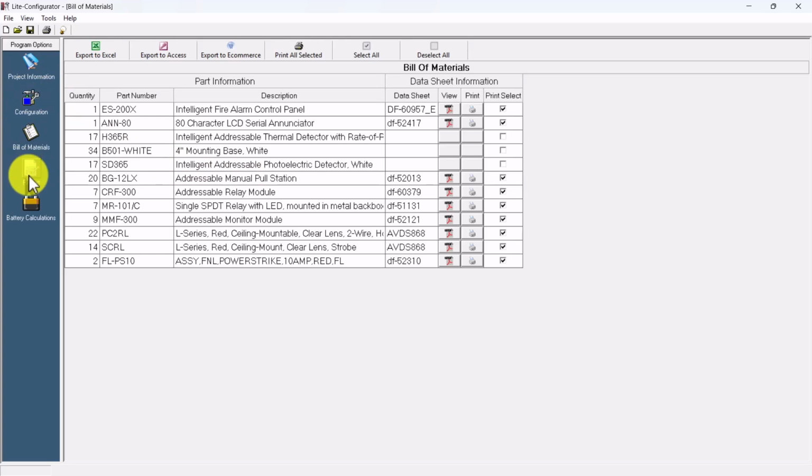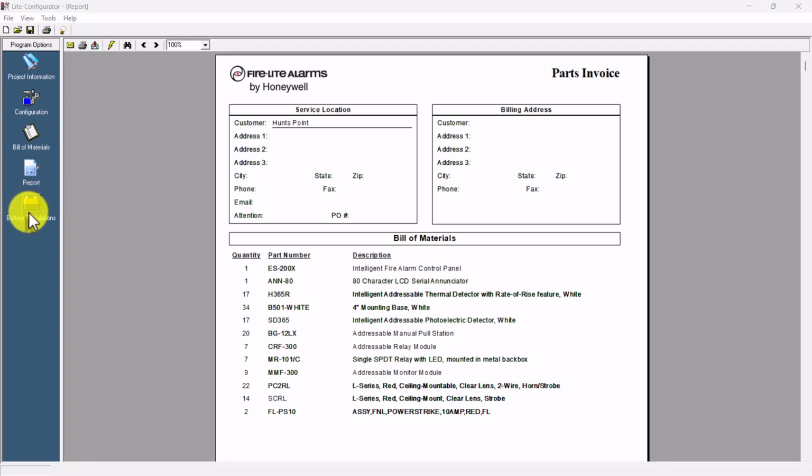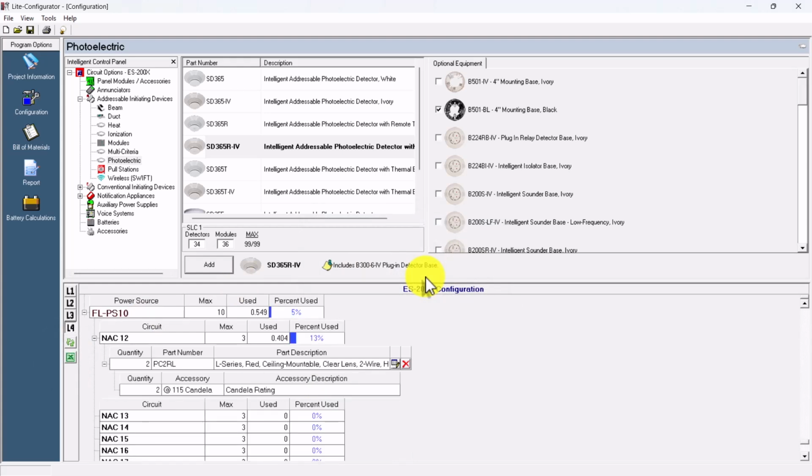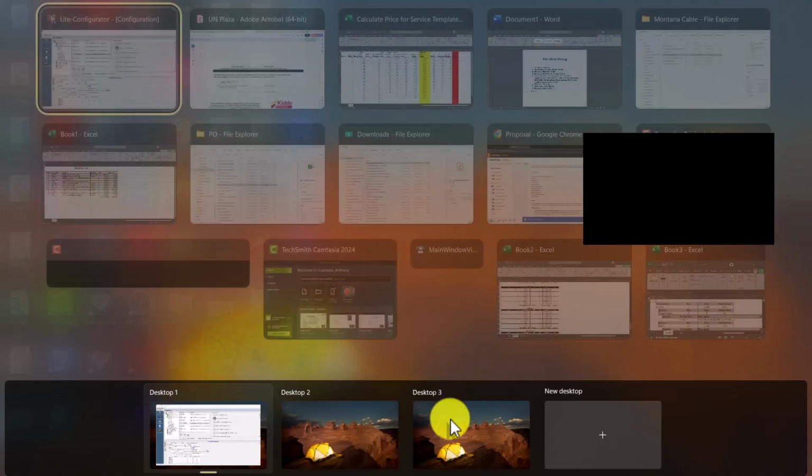is you go back to the software that your manufacturer had given you and you pull out the reports. You pull out the battery calculations, you pull out the panel information, and this is what you would send to your engineer so they could take this and put it on the drawing, and it would actually look like this.